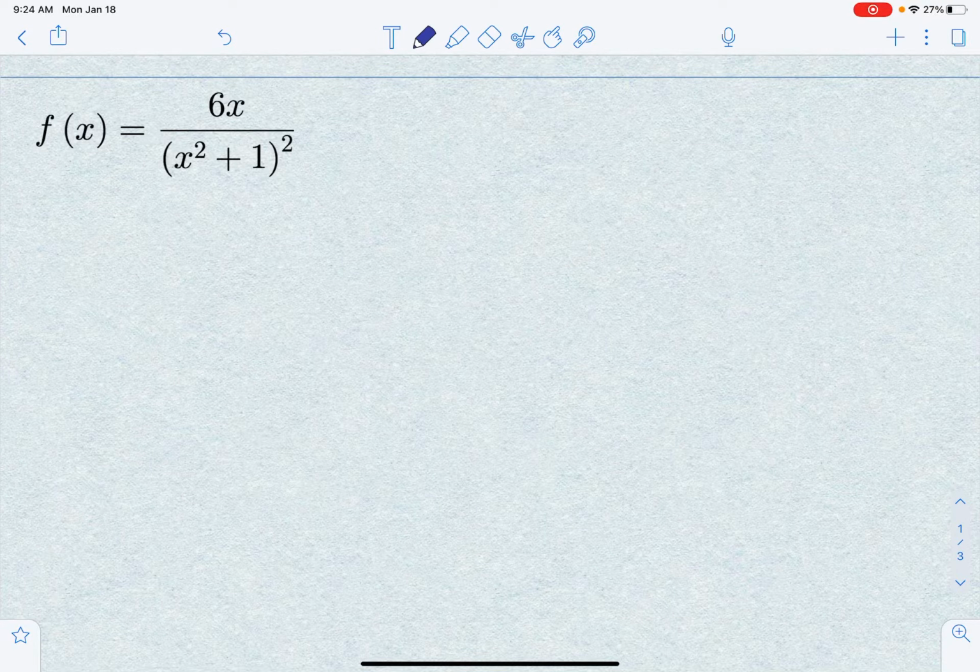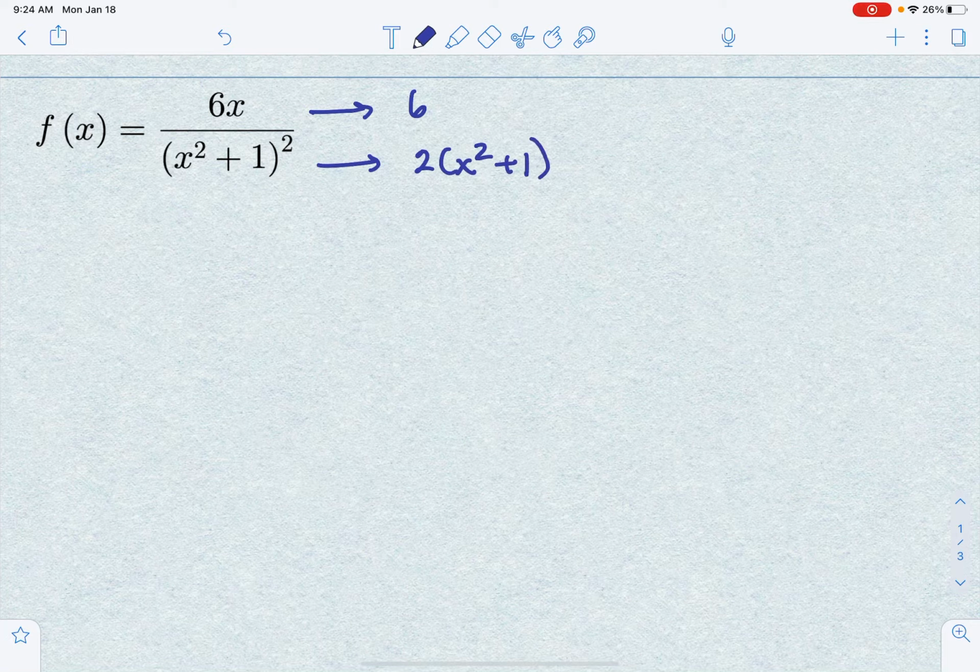So now we have a quotient rule. Similar ideas apply here. So remember how the quotient rule works on the surface. We need the derivative of the numerator, and we need the derivative of the denominator. Now, I'm going to find the derivative of the denominator right away. So we have something squared, which means the derivative is 2 times the something times the derivative of the something.